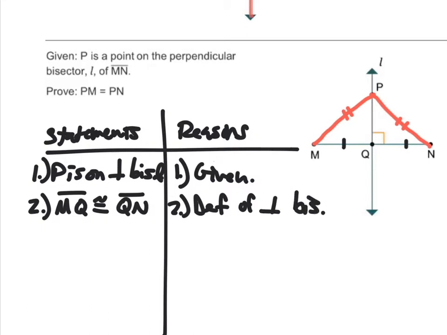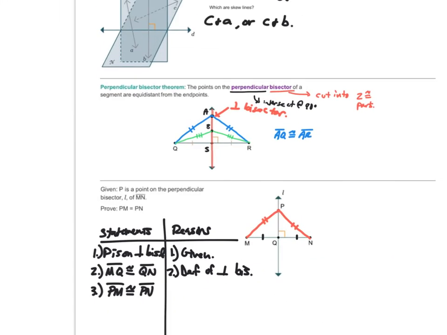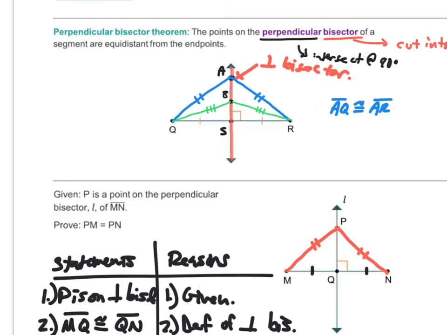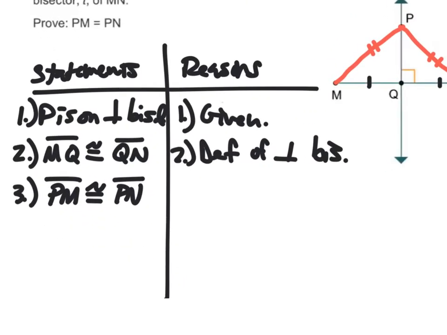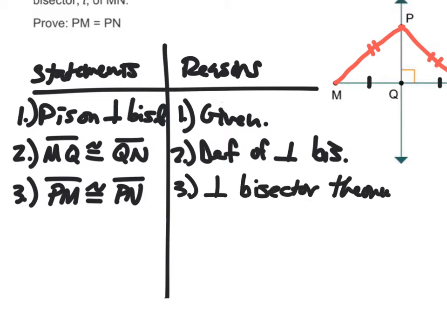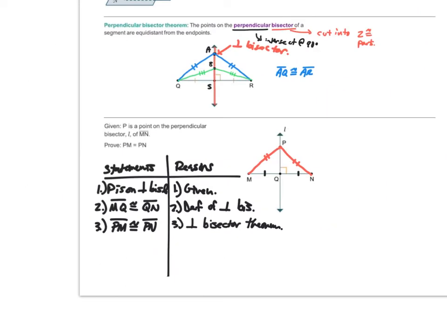And then what we have is P is on the perpendicular bisector. I can automatically then say in step 3 that segment PM is congruent to segment PN, okay? And the reason I can say that is because that's the perpendicular bisector theorem. We just said that up here, okay? And so I'm going to come in here and say that that's the perpendicular bisector theorem, okay? And that's it, okay? You don't have to go any further. We're pretty much just done with that.